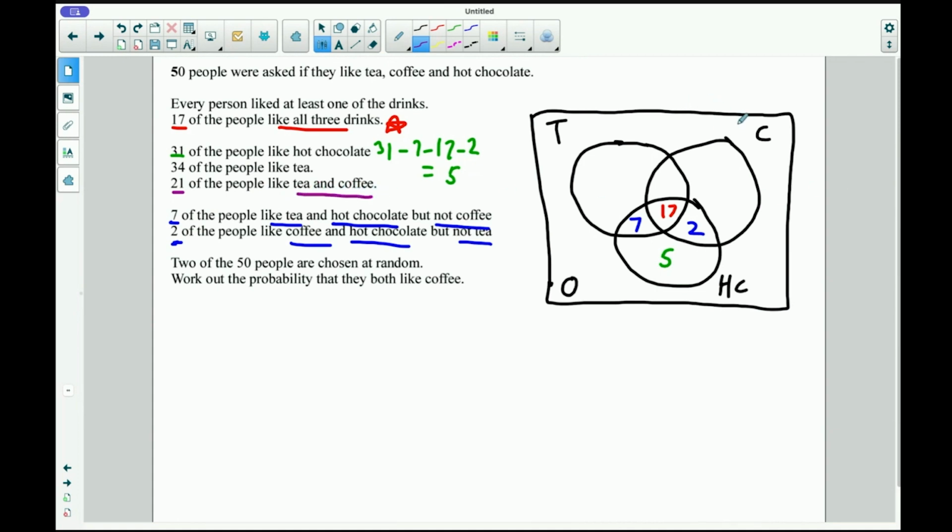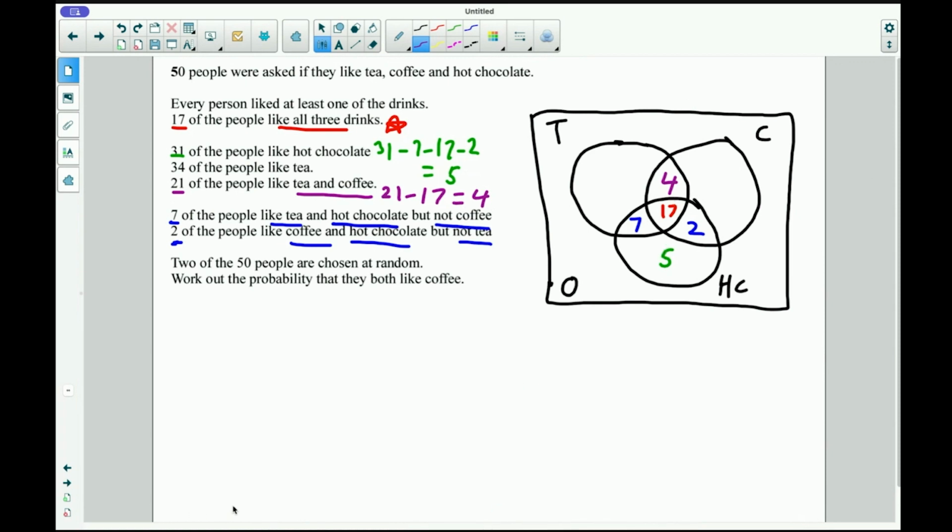Okay. So if 21 people like tea and coffee, that also includes the people here in the middle. Because 17 people have already said that they like tea and coffee, there's only going to be 4 left. So 21 minus the 17 is going to equal 4 people left who only like tea and coffee, but not hot chocolate. Okay. So that's where that 4 comes from.